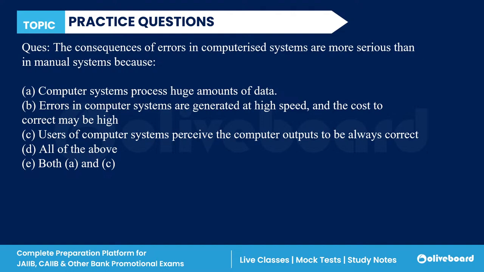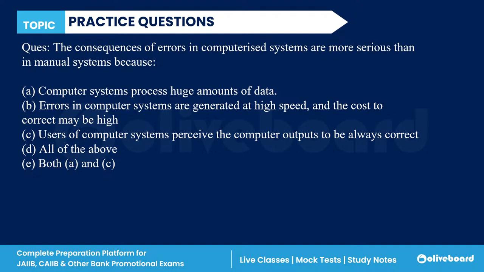Why are the errors in computers more serious than the errors in the manual system? Because computers process huge amounts of data. Errors in the computers are generated at high speed and the cost to correct can be high. Users of the computer system perceive the computer output to be correct. All of the above, or both A and C? You can all answer this question.